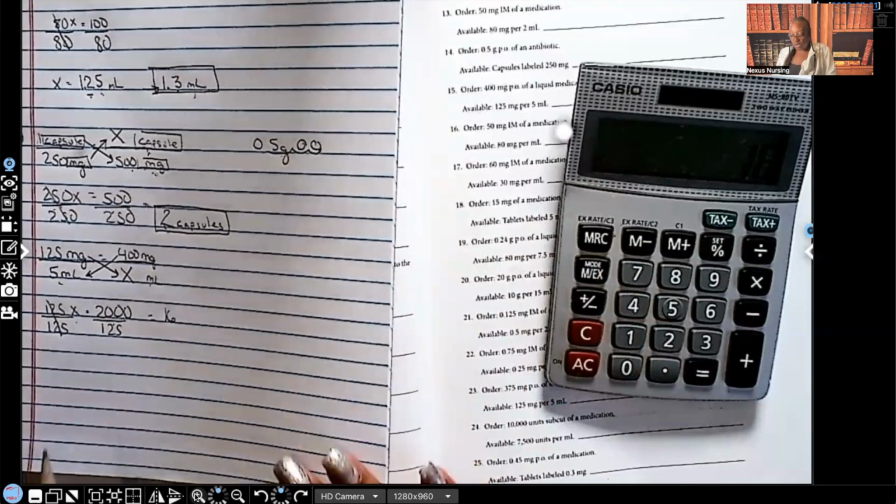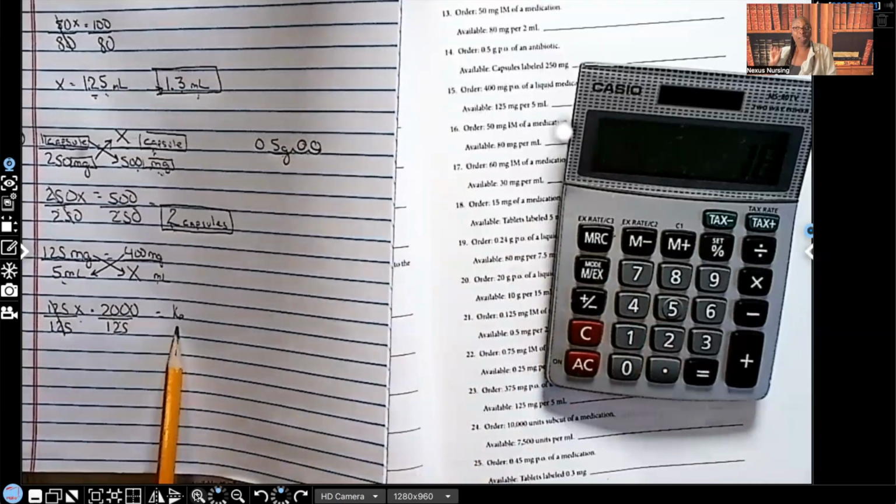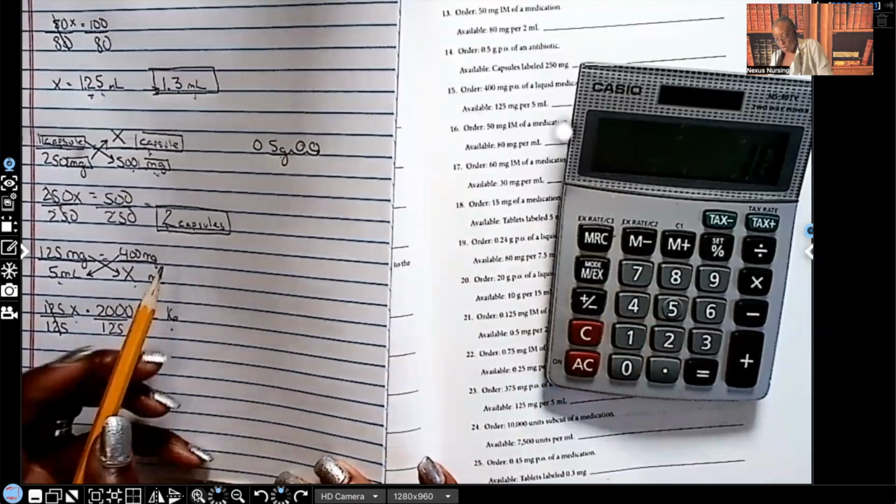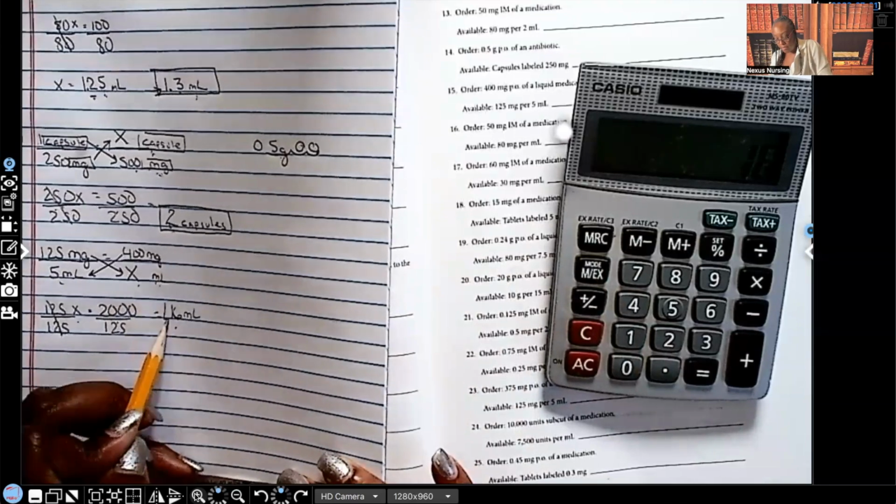Are we done? Can we just leave it at 16? No, you have to always have your unit of measurement. Let's go back to our X to see what that unit of measurement was. Oh, here's our X. We're solving for mLs. So the correct answer is 16 mLs.